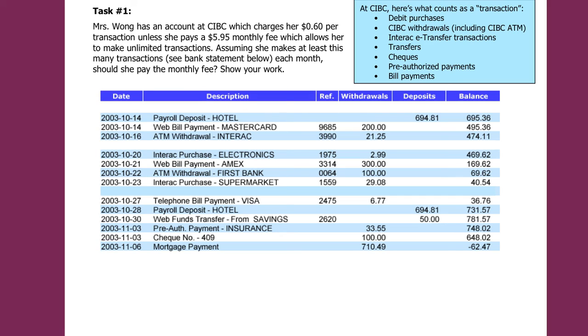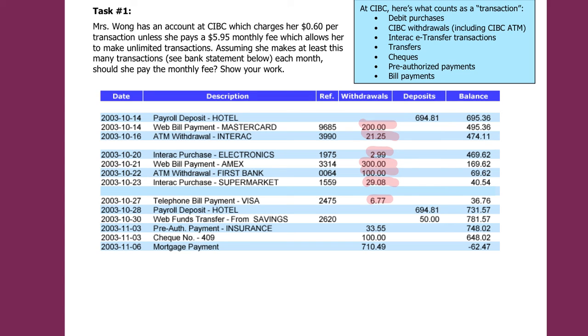So we're going to look through this bank statement and see how many transactions I used. So we'll see the first one was a payroll deposit. So deposit, a payroll was not considered a transaction at CIBC. So we're not going to count that one, but we do have a bill payment for a MasterCard, an Interac withdrawal, an electronics purchase, another bill payment, another ATM withdrawal, another Interac purchase at the grocery store, another bill payment.